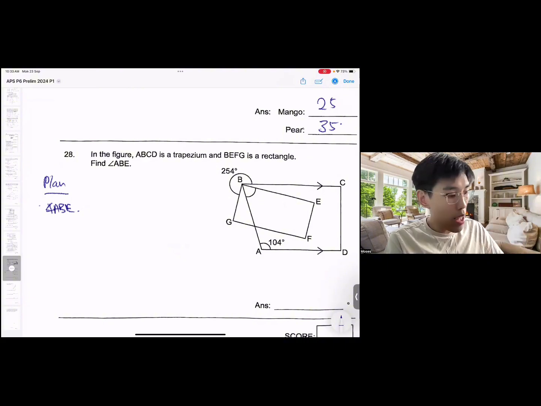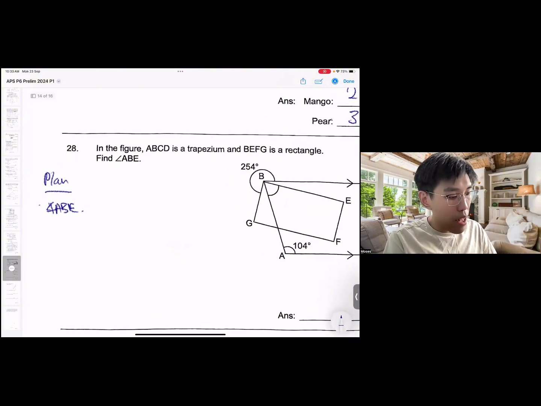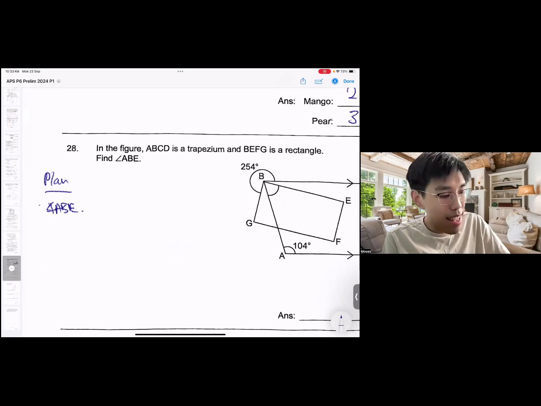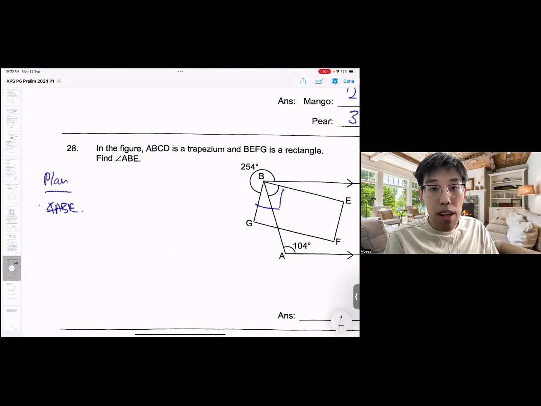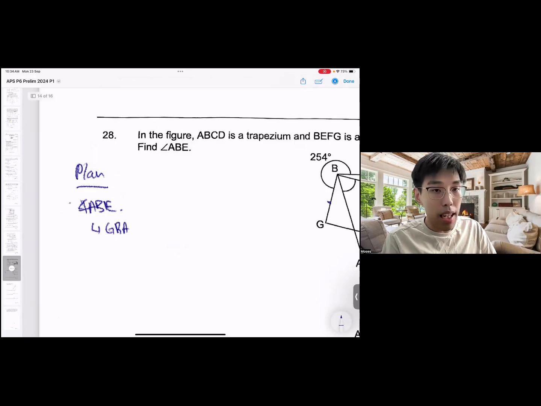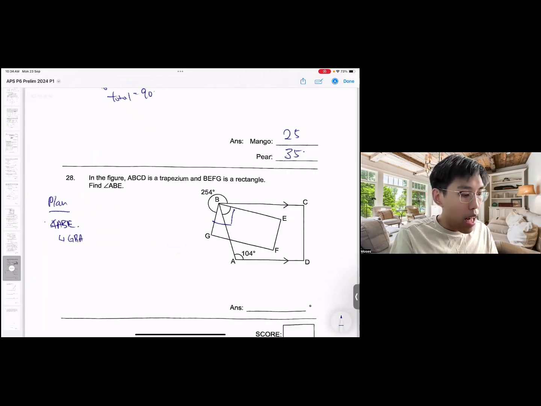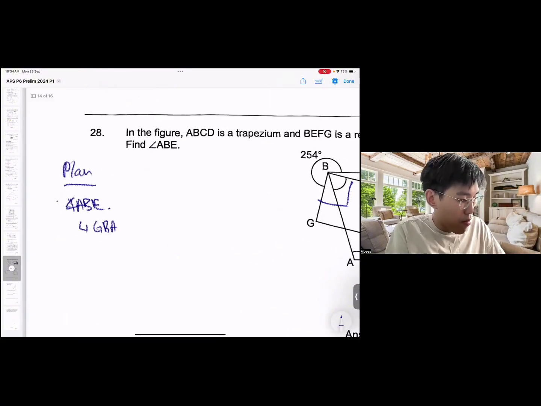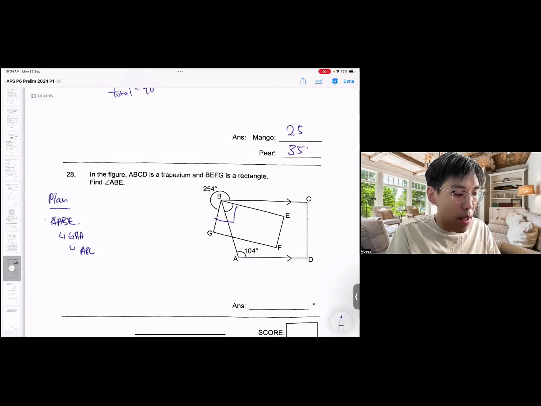From here, we can observe that GBE is 90 degrees. It's not quite straightforward because it's a rectangle. So that means I need to find GBA. I need to find GBA. And then from GBA, I don't know what GBA is, but I need to find ABC in order to find GBA. Can follow? Find ABC in order to find GBA. And I need to find GBC.